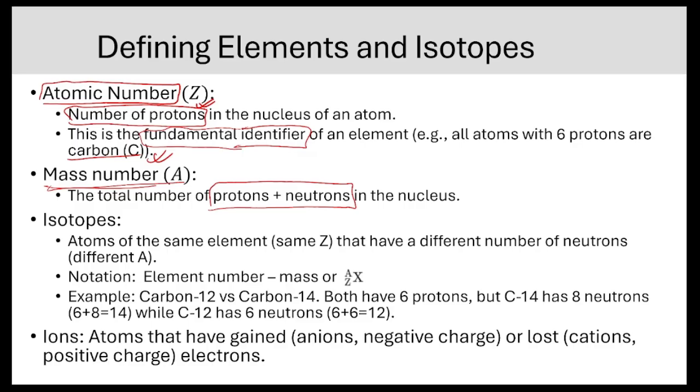And this brings us to define isotopes. Isotopes are atoms of the same element, meaning they will have the same atomic number, but they have a different number of neutrons. So if an atom has the same atomic number but a different neutron number, that results in a different mass number. So we can also say that isotopes have the same atomic number but a different mass number.